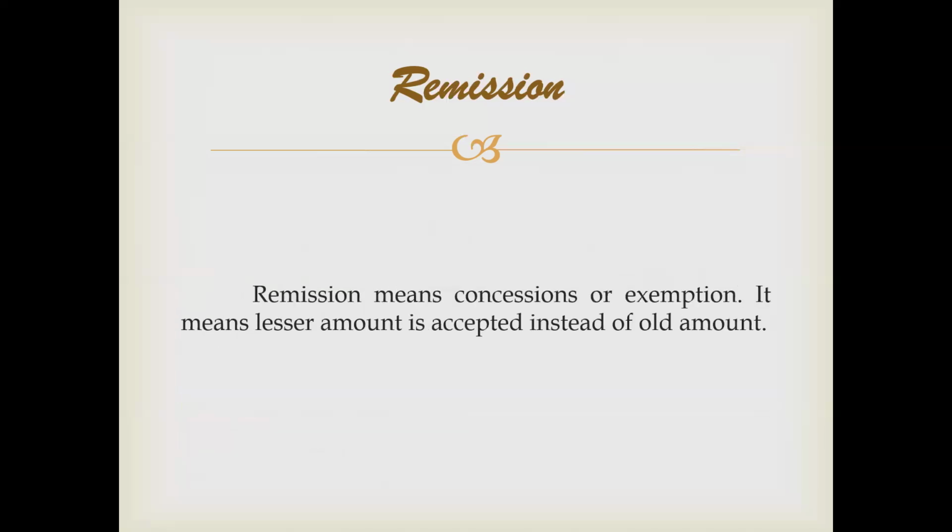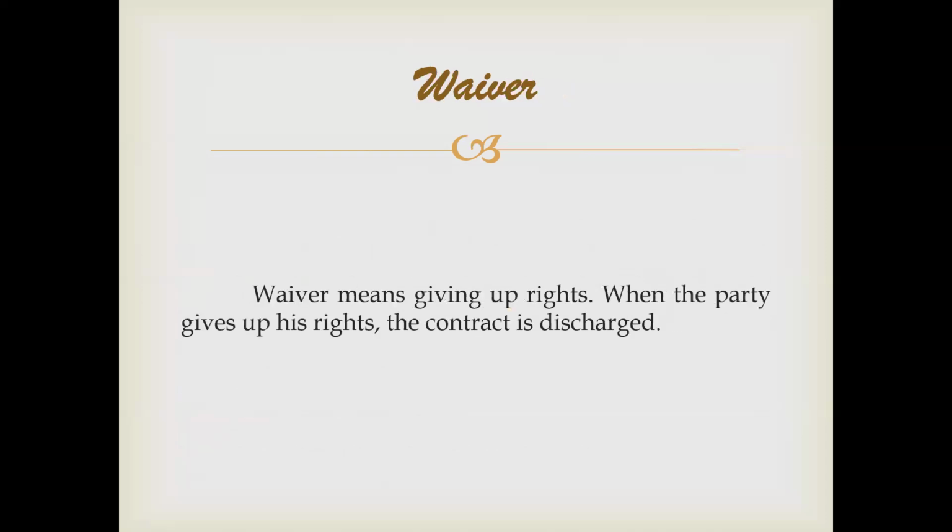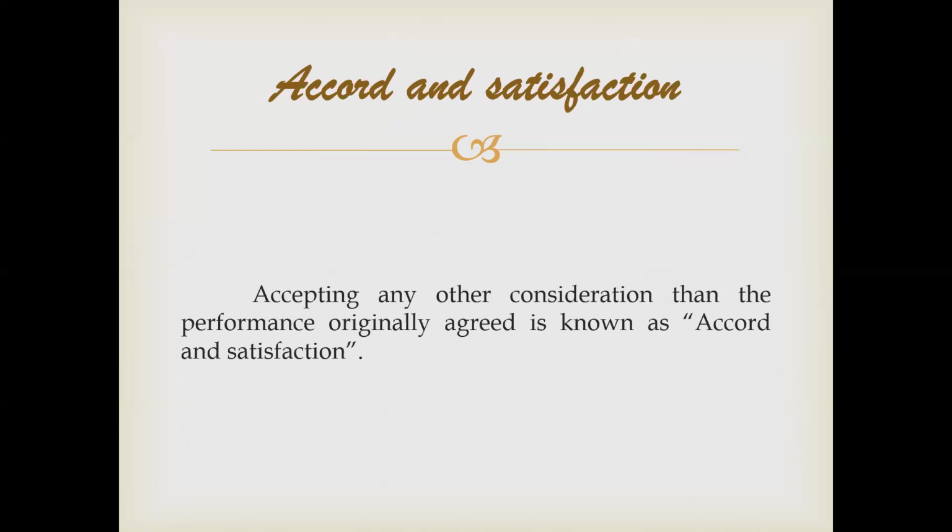Next one, remission. Remission means concession or exemption. It means accepting a lesser amount instead of the actual amount. Next one, waiver. Waiver means giving up rights. When the party gives up his rights, the contract is said to be discharged. Next one, accord and satisfaction. Accepting any other consideration than the performance originally agreed is known as accord and satisfaction.